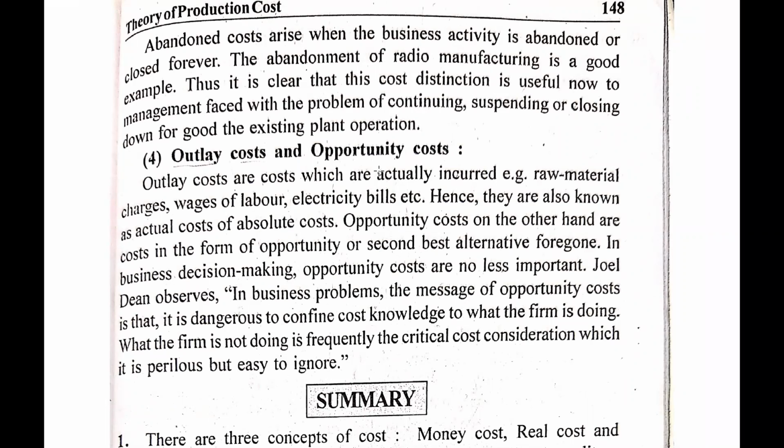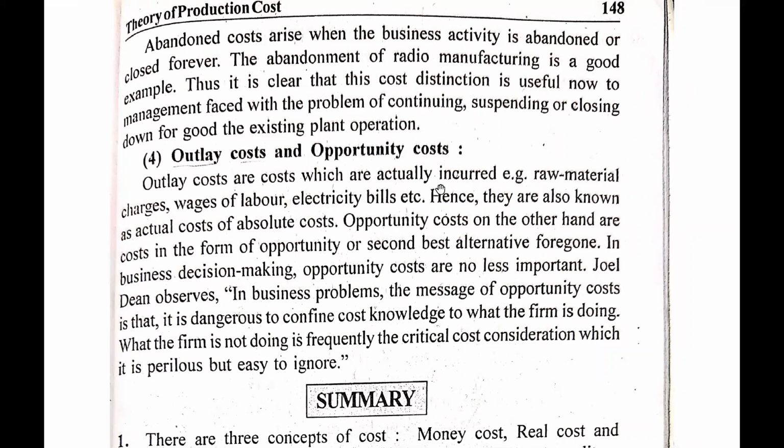So, guys, abandonment cost means when our business is shut down permanently. When we close our business permanently, then the cost that arises will be known as abandonment cost. And if we talk about sunk cost, then whatever cost occurs which cannot be recovered from our services or the production is known as sunk cost. Now, guys, we will see outlay cost and opportunity cost.